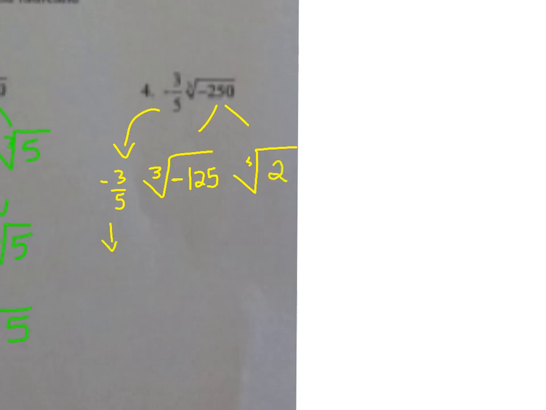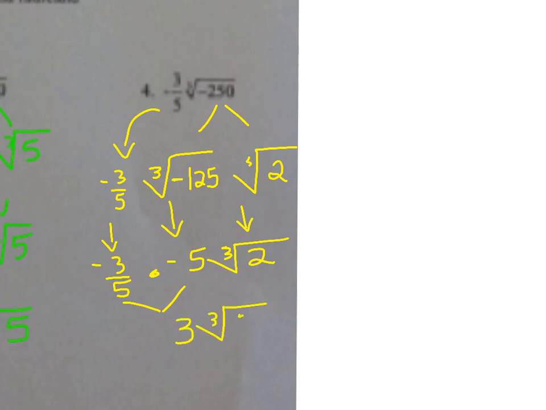So bring down negative 3/5. The cube root of negative 125 is negative 5. And then bring down the cube root of 2. Then we multiply these together. Negative 3/5 times negative 5 is positive 3, times the cube root of 2.